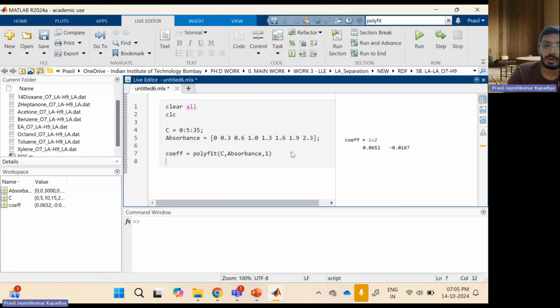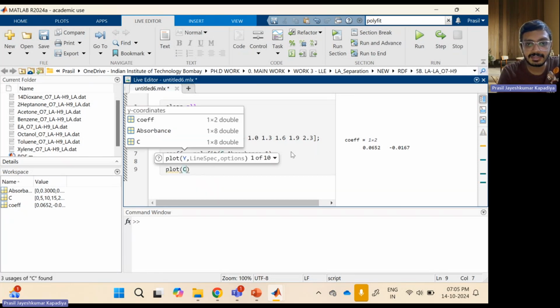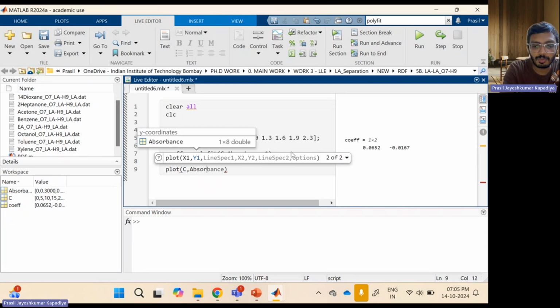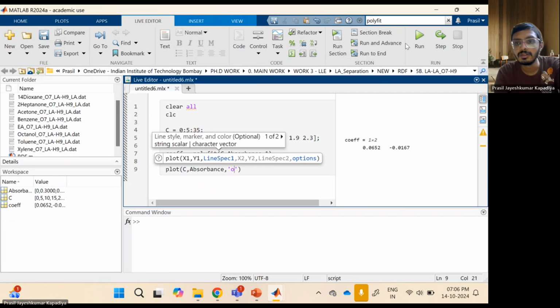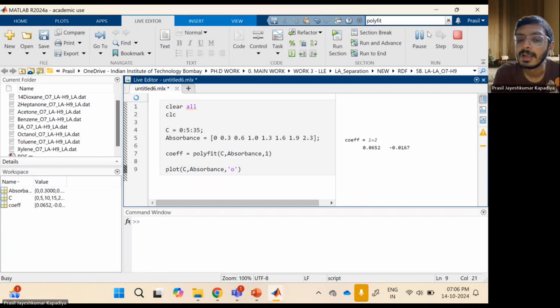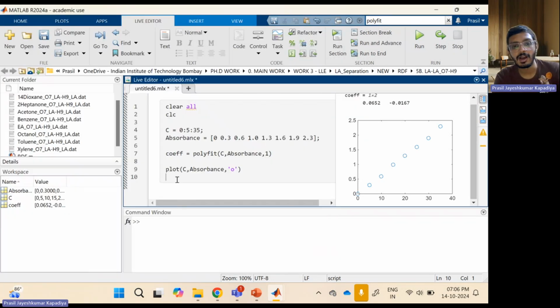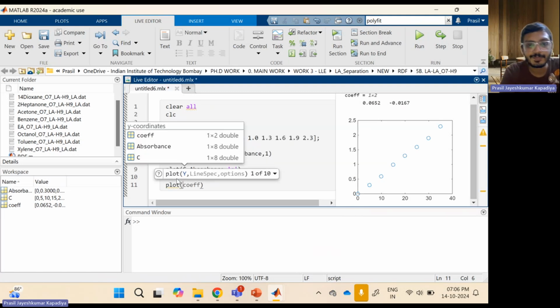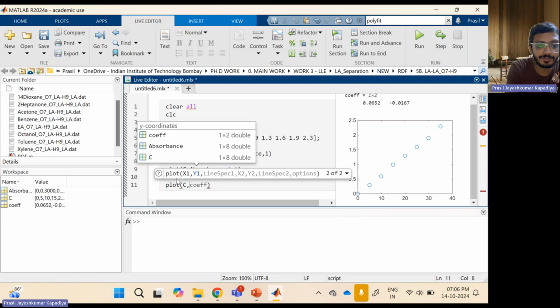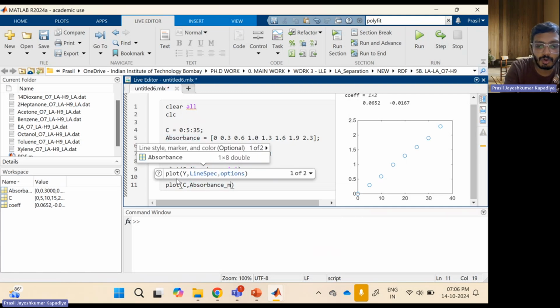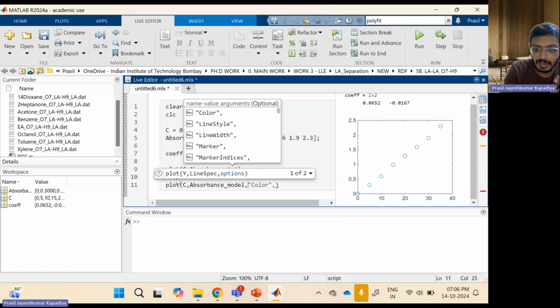Okay, so let's try to plot this here again. So plot, x-axis it is C, y-axis it is absorbance. Let's say I want to plot them as just data points. So see, it is coming out to be this. Now let's say I want to check how accurate my model is. So I will use hold on function. I will use plot C, comma, absorbance underscore model, and I will put them as a line.